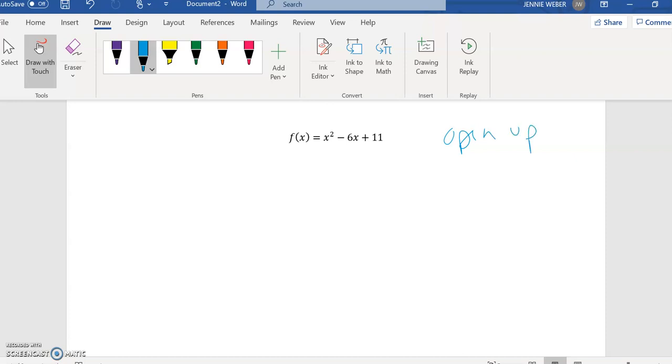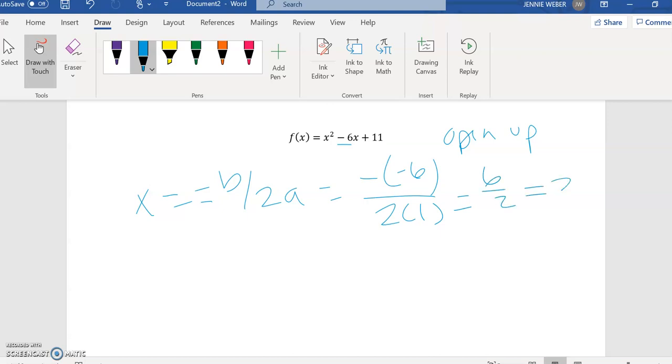This is information because as I graph it, I want to make sure I'm following that, and this gives me an idea of where I should find points. Now I'm going to start by finding my vertex, so my formula is negative b over 2a. So that's negative b, so negative 6, because I have a negative in here, and this is negative, over 2 times 1. So this is 6 over 2, or 3. So my vertex is 3.